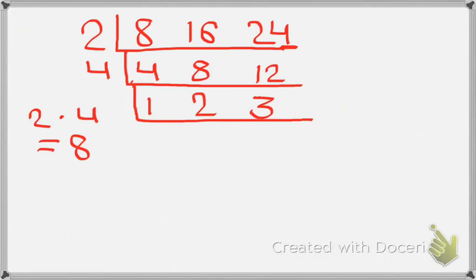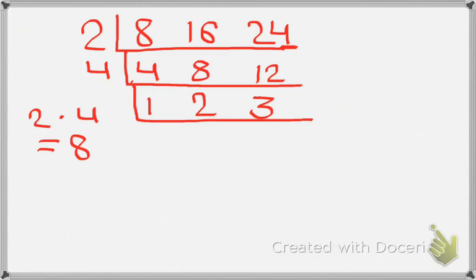Okay, so you find 3 numbers that you're trying to find the prime factors for, and let's do 8, 16, and 24. Let's check out 2, see if it can be broken down. When you break down 8 by 2, you get 4, 16 by 2 is 8, 24 by 2 is 12. As you can see, it can still be broken down further, so let's try 4. 4 by 4 is 1, 8 by 4 is 2, 12 by 4 is 3.